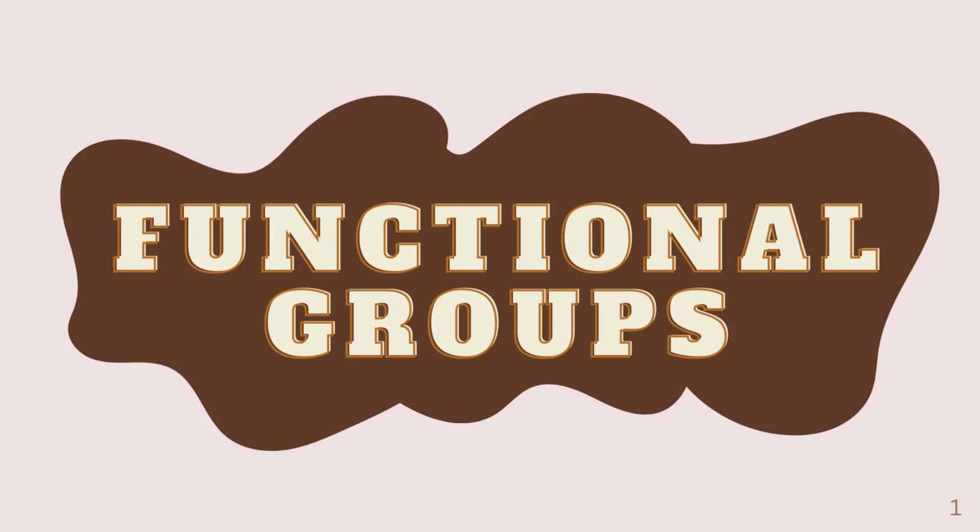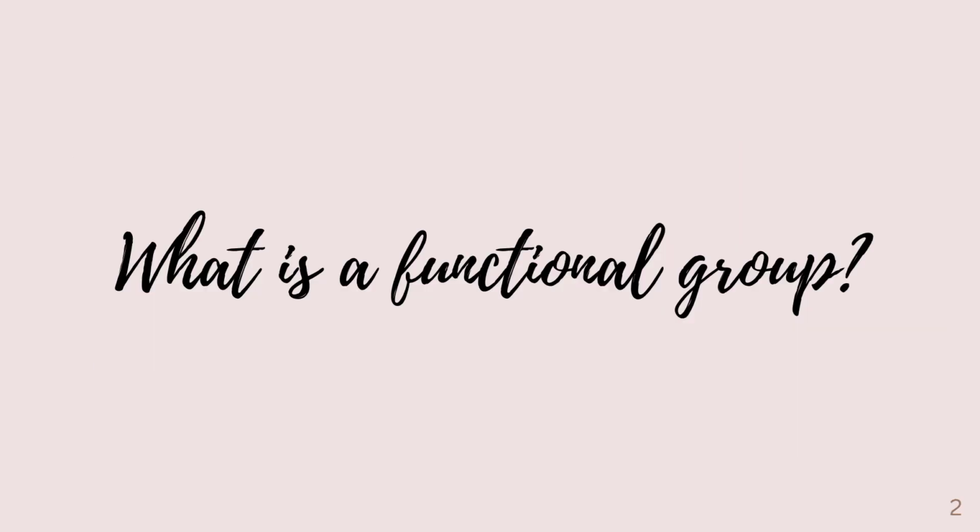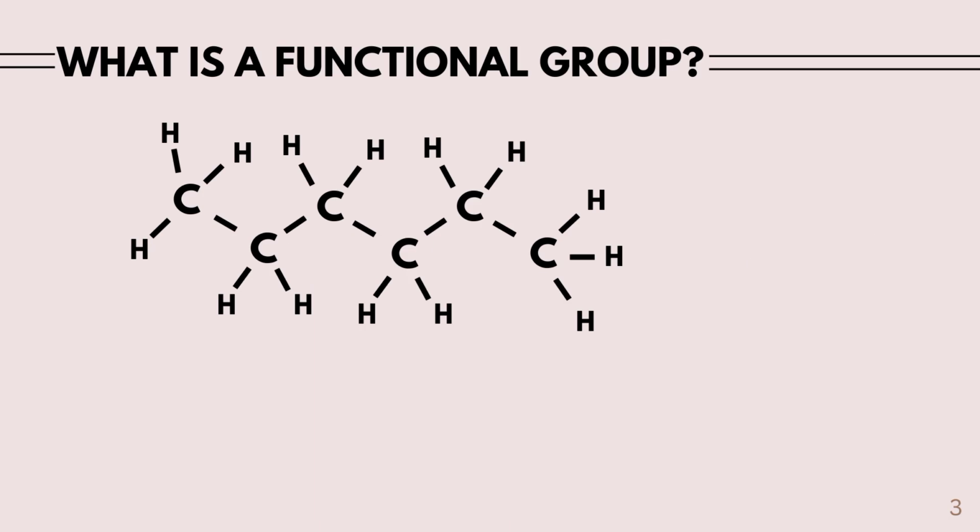Sa video na ito ay titignan natin ang common functional groups at i-identify natin ang iba't ibang organic functional groups. So ano ang functional group? Sa organic chemistry, makakakita ka ng maraming molecules na binubuo ng mga carbon at hydrogen. You can get many complex structures and many isomers from just carbon and hydrogens.